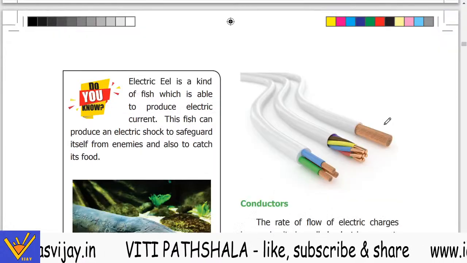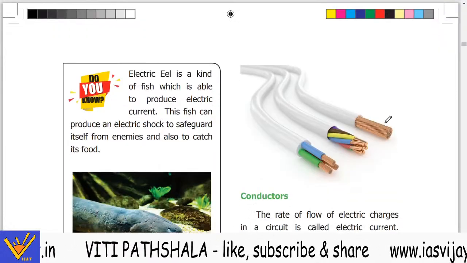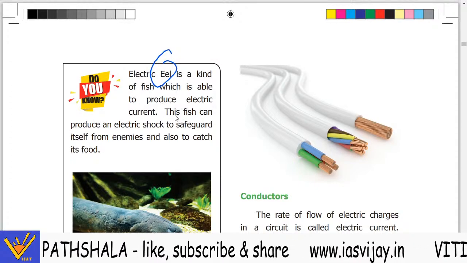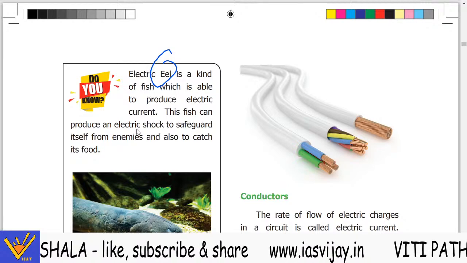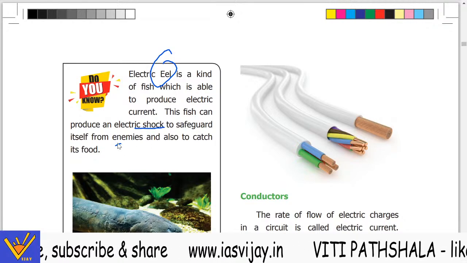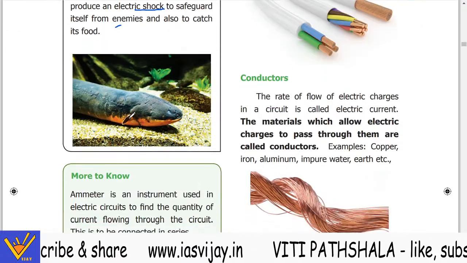Now the electric eel is a kind of fish. What is an electric eel? It is a kind of fish which is able to produce electric current. This fish can produce an electric shock to safeguard itself from enemies and also to catch its food.